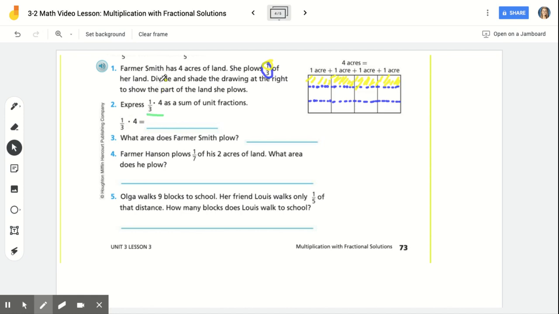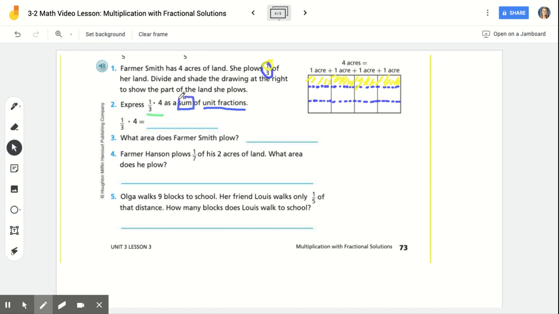Okay, and then let me go back and let's make sure we follow the directions closely. Divide and shade the drawing at the right to show the part of the land she plows. Yep, we did. Okay, and then let's take a look at number 2. It says express 1/3 times 4 as a sum of unit fractions. Remember, a unit fraction is a fraction with what number as its numerator? 1. 1/3 times 4. Take a look, we also did this with the previous problem. 1/3 is in fact a unit fraction, and we're multiplying 1/3 times 4.